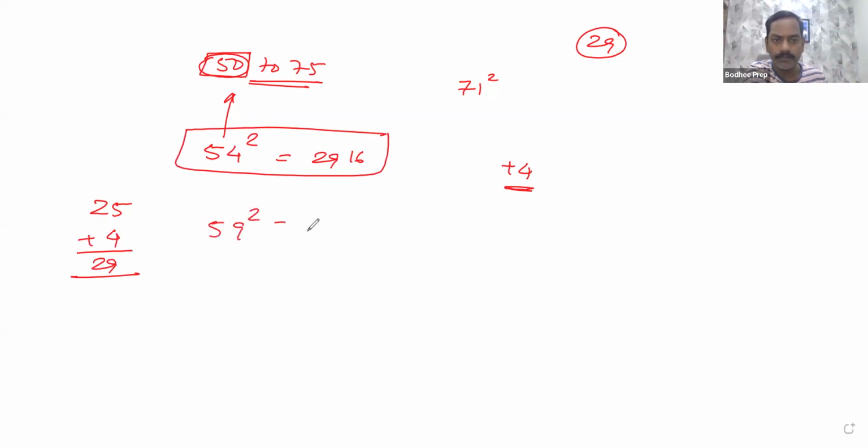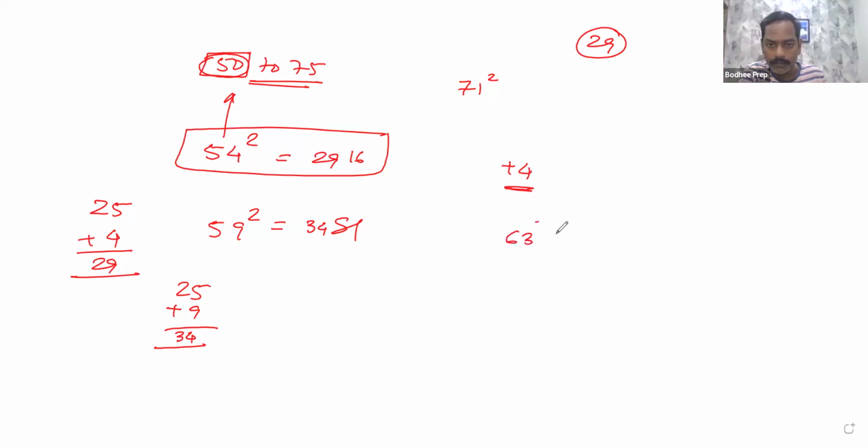Say 59 square. It is 9 more compared to 50. So it will be 81. So 9 more will be added on 25, not on 50. In case of 100, it was added only on 100. But in this case, every addition and subsequently every deletion has to be done on 25, right? So this comes out to be 34. So 34 will be attached here, and you can check that 59 multiplied by 59 is 3481, right?